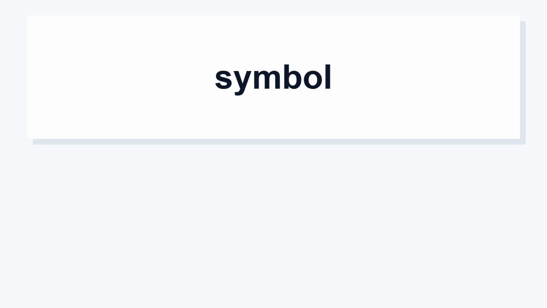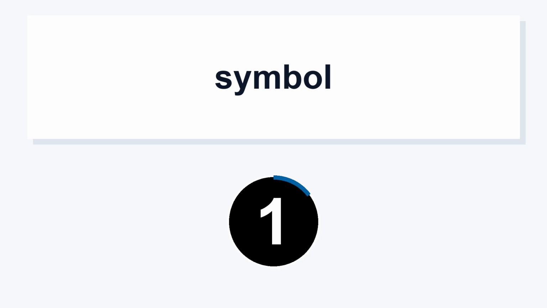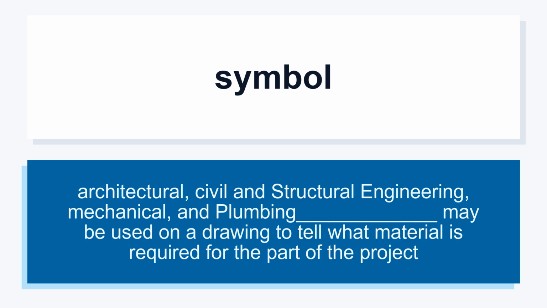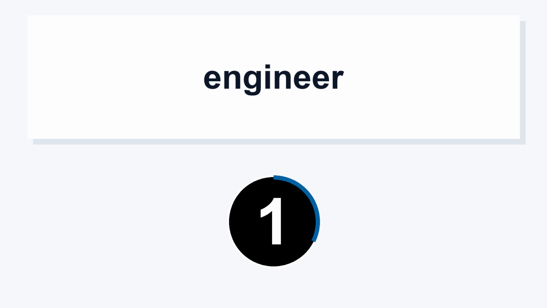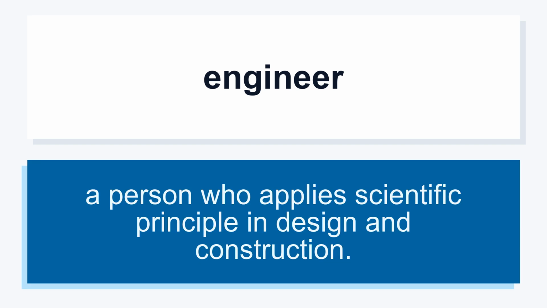Symbol. Architectural, civil and structural engineering, mechanical, and plumbing symbols may be used on a drawing to tell what material is required for the part of the project. Engineer. A person who applies scientific principles in design and construction.